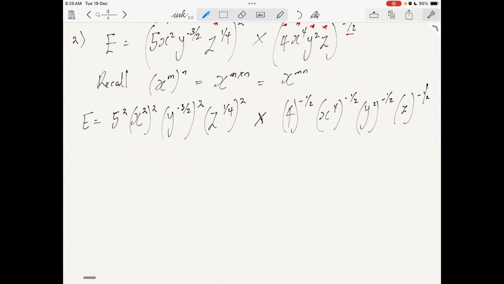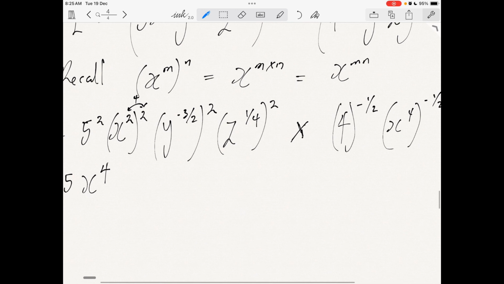Alright, so 5 squared is 25. Now if 2 multiplies 2, you'll be left with 4, right? So that will give us x raised to power 4. Remember, we are following this rule here on this line. So this one says minus 3 over 2 multiplied by 2, and this will give us what? Minus 3.